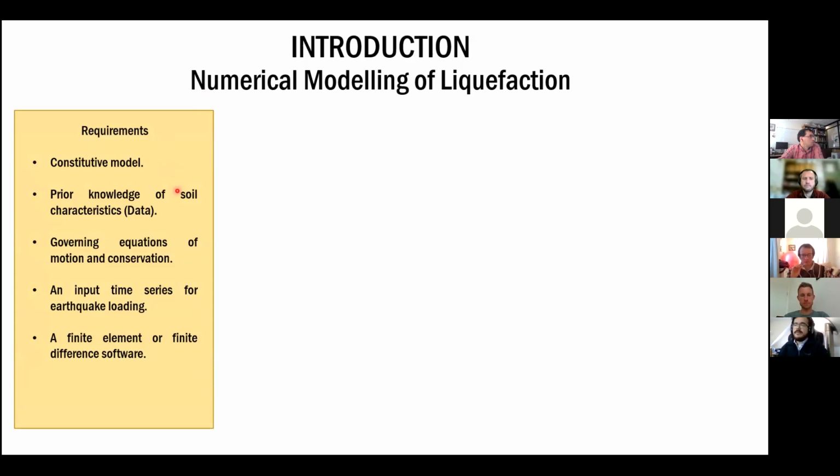We need prior knowledge of the soil characteristics in terms of data. We need the governing equations of motion and conservation for the soil media. We need an input time series for the earthquake loading of the soil base. And we obviously need finite element or finite difference software for doing all of this, using this mathematical framework.